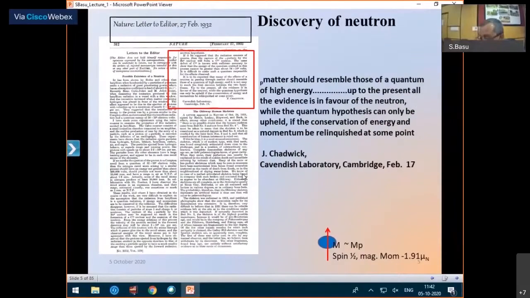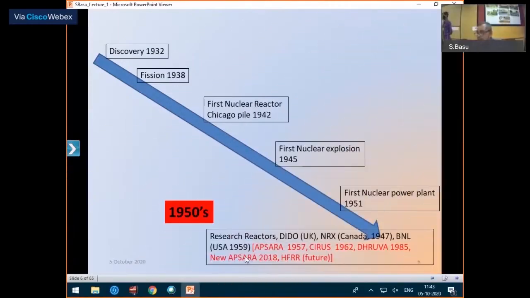So I will start once again. As I was telling you, today we'll be discussing the use of neutrons for the study of condensed matter, about using neutrons for the structure of material.